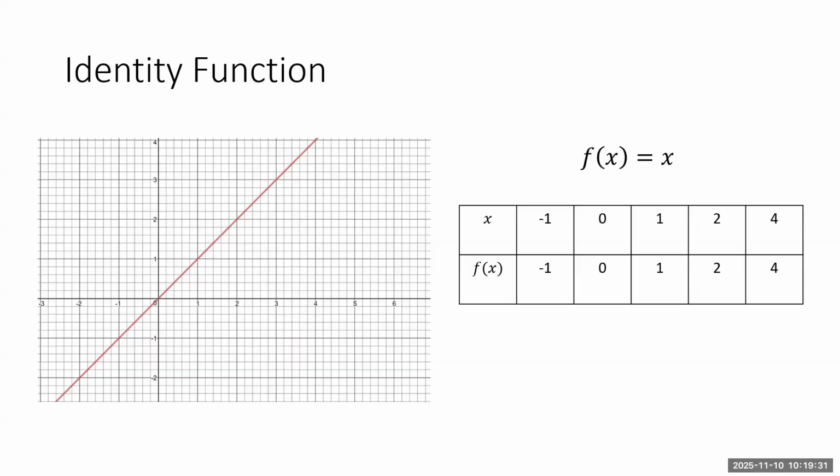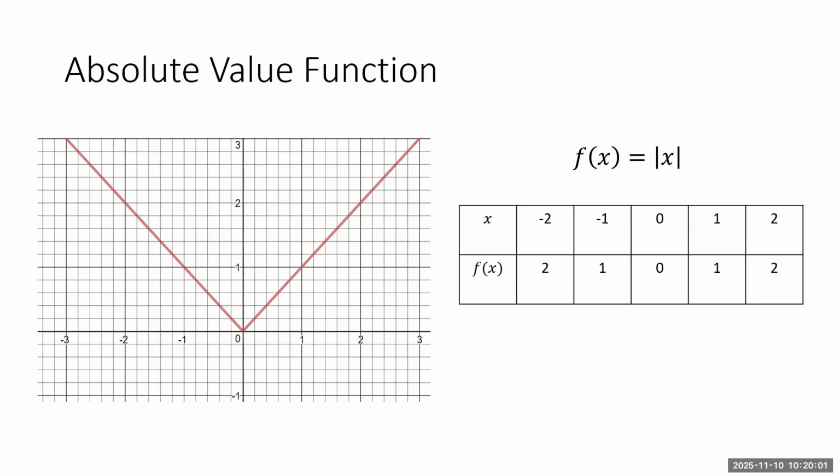When I say a perfect diagonal, I mean other coordinate pairs on this function are 1, 1, 2, 2, 3, 3, etc. The equation I show is f of x equals x, and I have a table with 2 rows, the x row and the f of x row. In the x row, I have -1, 0, 1, 2, and 4. In the f of x row, I have -1, 0, 1, 2, and 4.